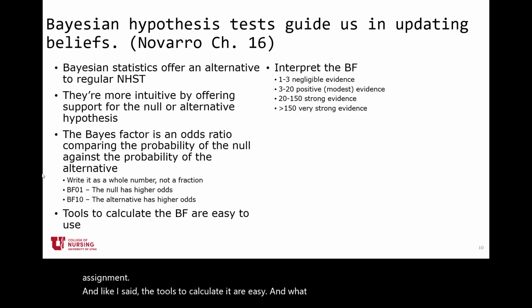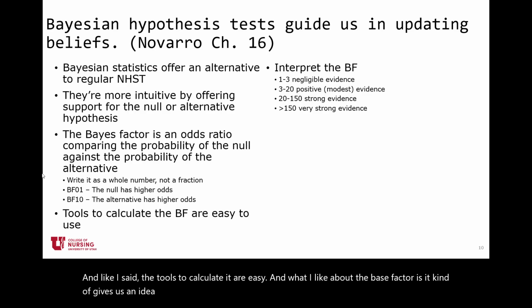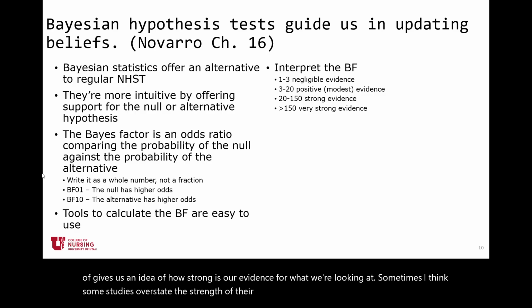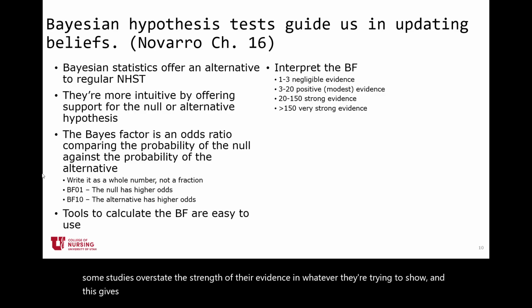What I like about the Bayes factor is it kind of gives us an idea of how strong our evidence is for what we're looking at. Sometimes I think some studies overstate the strength of their evidence in whatever they're trying to show. And this gives us a way to kind of gauge that strength a little bit. So I think it's good to understand what this is.